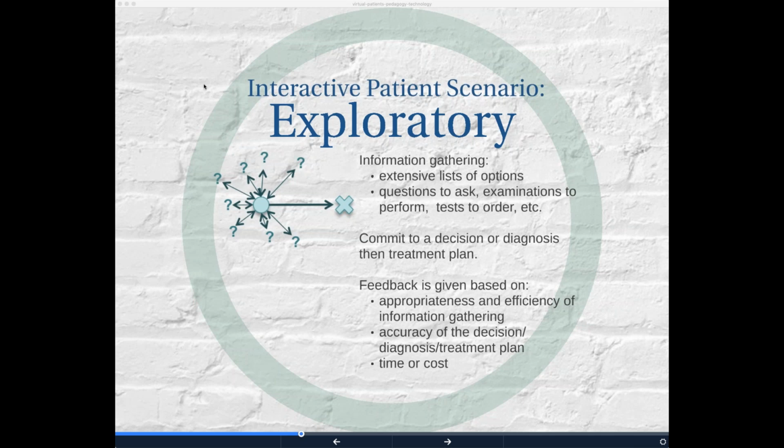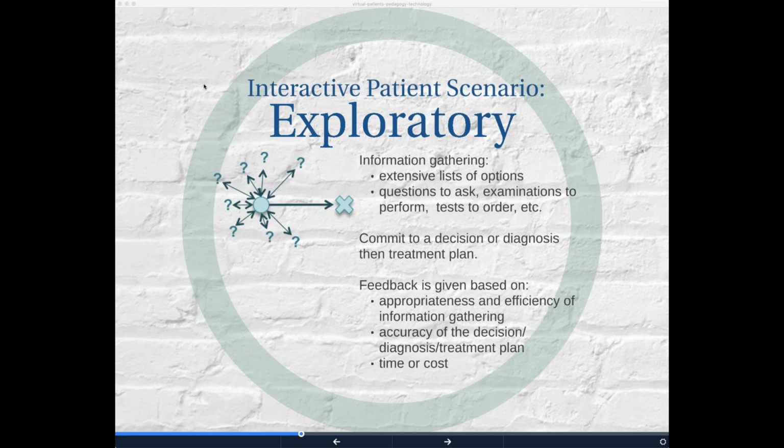Then at some point, after all this information gathering, so after you've collected all the history that you want, reviewed relevant materials, looked into their chart potentially, performed some physical examinations and got the data back from those, potentially sent somebody for certain testing or diagnostic imaging or a consultation. At some point, these exploratory cases will ask the learner to commit to a decision of some sort. It might be a decision about diagnosis or nursing diagnosis. It might be a commitment to a certain treatment plan.